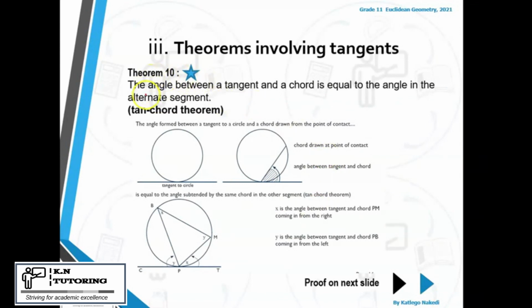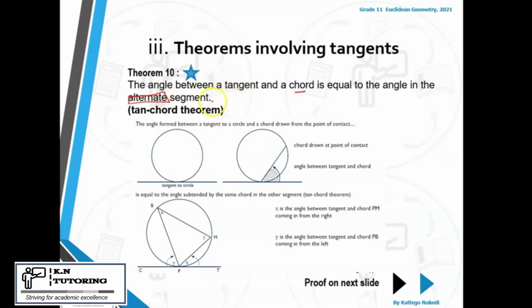Theorem number 10, which is the last theorem, says the angle between a tangent and a chord is equal to the angle in the alternating segment. Again, very important. What is an alternate segment? What is a segment in the first place? Again, I repeat, I explained this in the first lesson. So it's very important to go through the first lesson first, so that you've got the foundation of these terminologies, because in this topic you've got tons and tons of terminologies that you need to familiarize yourself with. So when they say alternating segment, you need to know that we've got two types of segments.